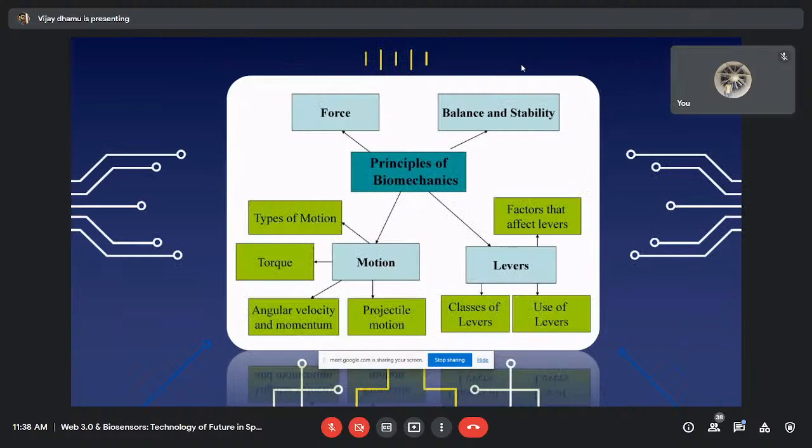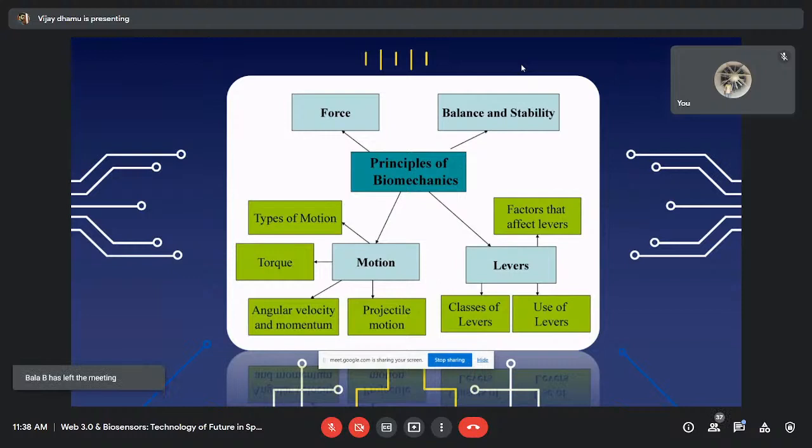Okay. So principles of biomechanics. This is another block diagram where, in a human body, we should be able to produce some force to move, and also at the same time we have to maintain the balance and stability of our body. So that is what this block diagram is saying.